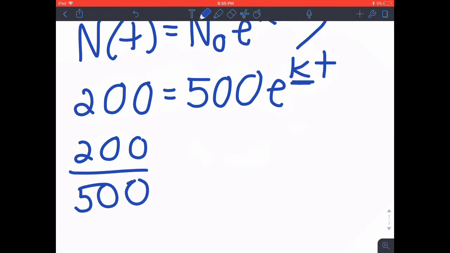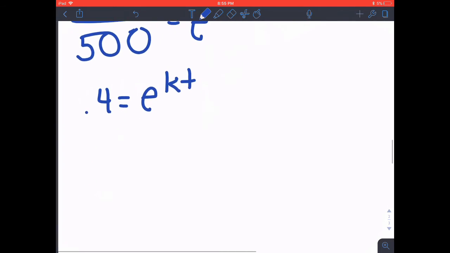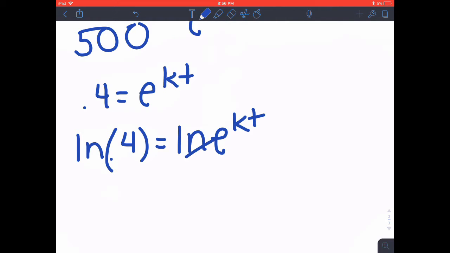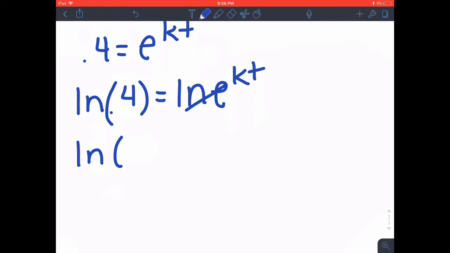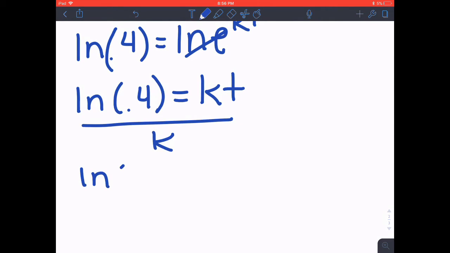Now you can divide both sides by 500, so you get 200 over 500 equals E to the K times T. And now that equals 0.4 equals E to the K times T. Now you can ln both sides again. So you get ln of 0.4 equals ln of E to the K times T. And then that cancels out to 1, so you get ln of 0.4 equals K times T. And since you know what K is from up above, which is negative, you get ln of 0.4 divided by K equals T.